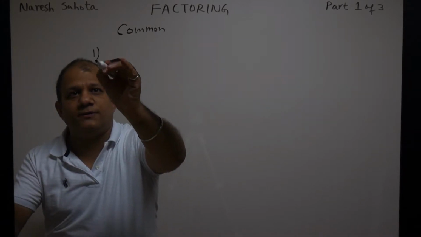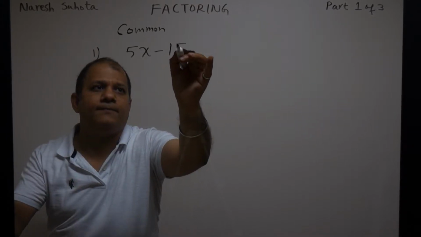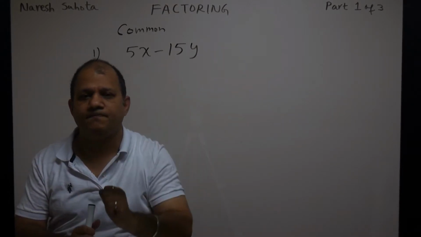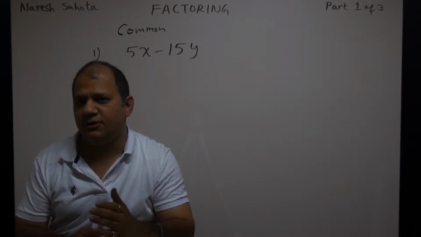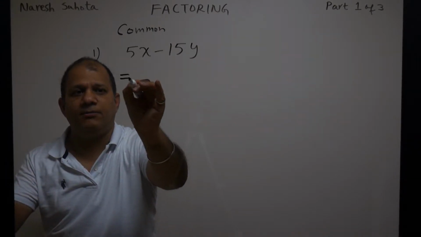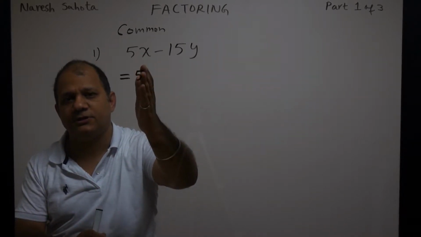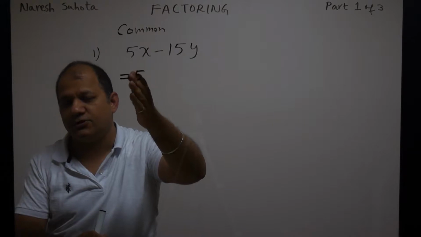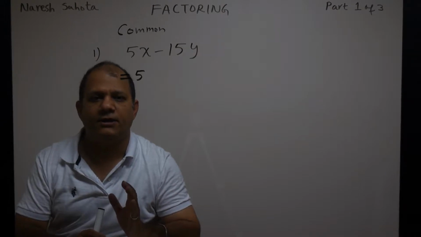Okay, so the first question is 5x minus 15y. So let's common factor this. So the process is you look at both terms and you ask yourself what is common. So in this question, 5 and 15, they're both multiples of 5, so 5 is a common factor, right? So as far as the numbers are concerned, 5 is common. Is any variable common? We have x in the first but not in the second, so x is not common. Y, we have it in the second term but not in the first, so y is also not common in both terms. So the only common factor here is 5.